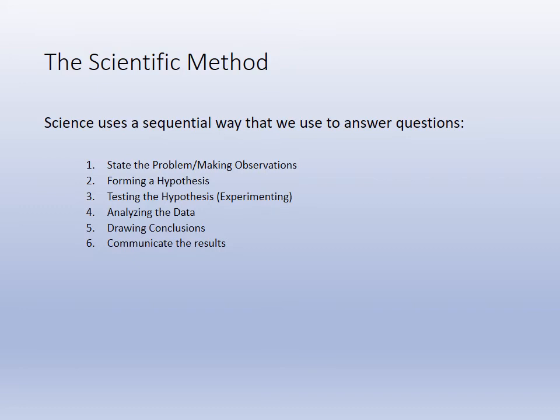Everyone's been familiar with the scientific method steps. Problem and observations go hand in hand. You observe something and it spurs a question. Then you form your hypothesis, what you think the answer is. You test the hypothesis using the experiment. That experiment collects data. You analyze it. You draw your conclusions. And either you have to change your hypothesis because it's incorrect, or you communicate the results when your hypothesis is tested.